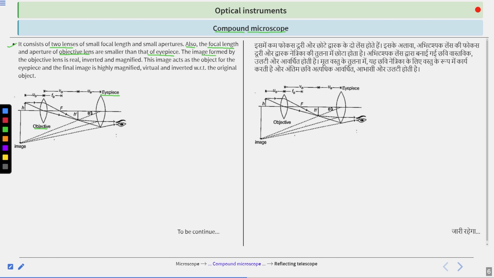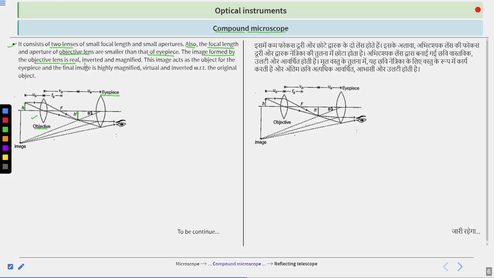The image formed by the objective lens is real. Clear? And this is the image formed by the objective lens. This H is the object, and H prime is the image formed by this objective lens, the height of the image. So this image is real, in the case of the objective lens. Clear? So remember this point.